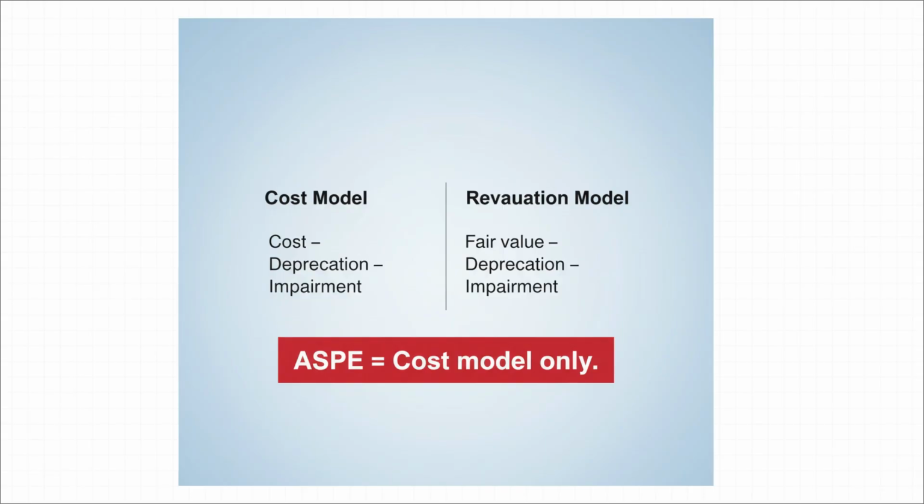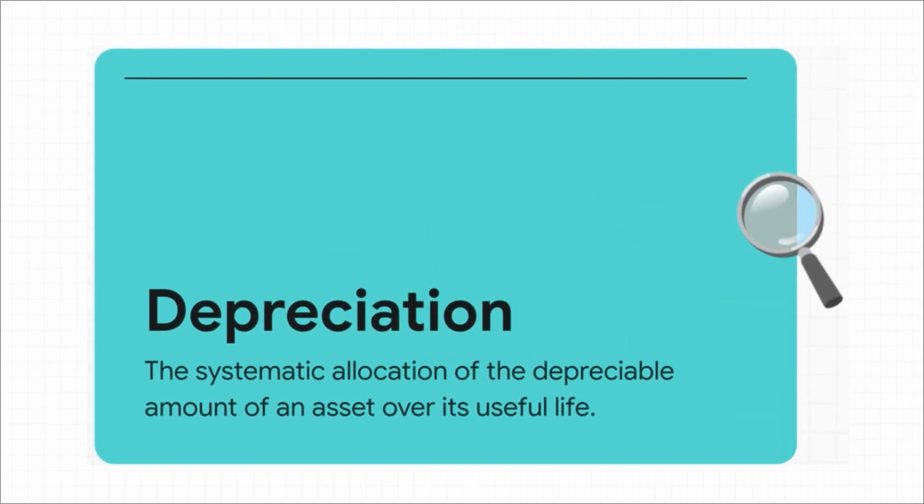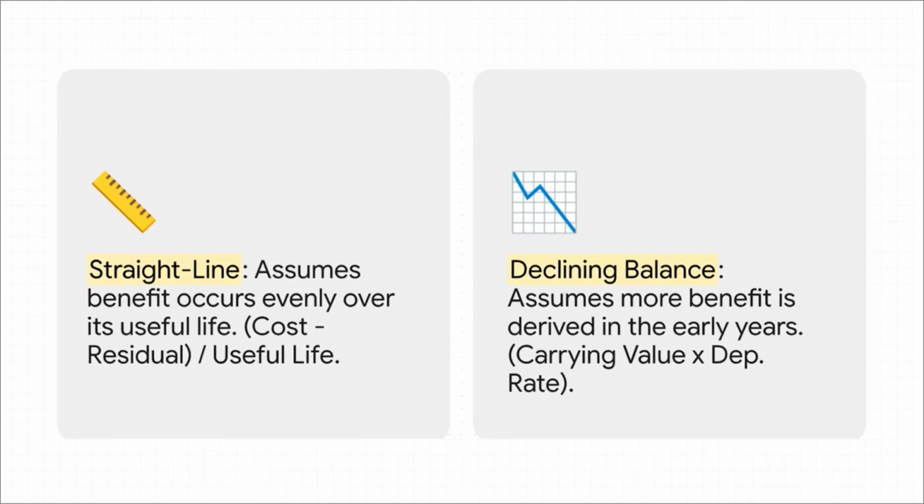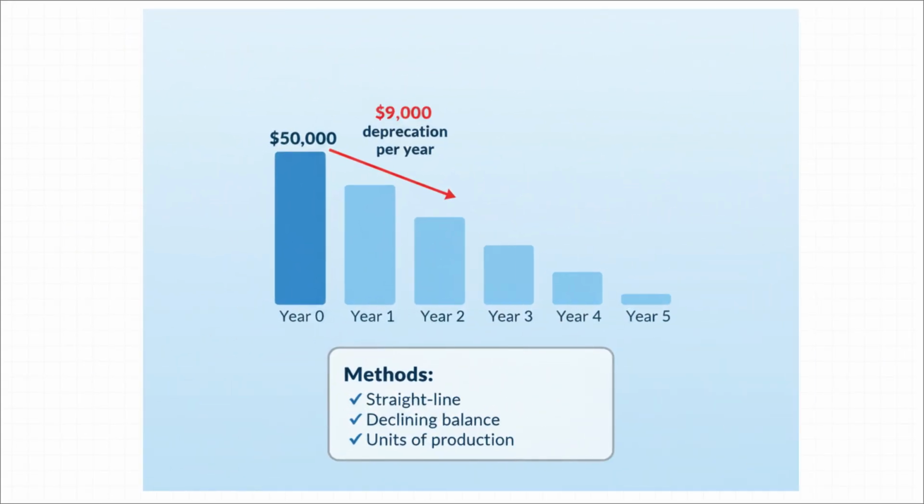And since depreciation came up again, let's take a deeper look at how it works. Depreciation spreads the cost of an asset over its useful life. It depends on three things: cost, residual value, and useful life. Common methods: straight line, declining balance, and units of production. Example: a $50,000 machine, residual value $5,000, useful life 5 years, equals $9,000 straight-line depreciation each year.